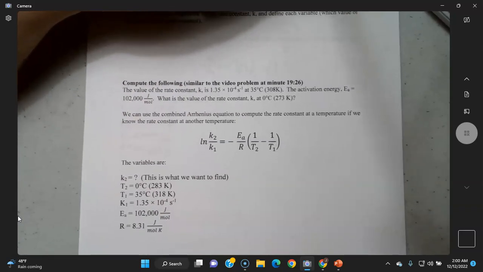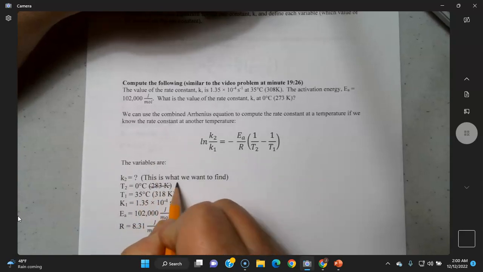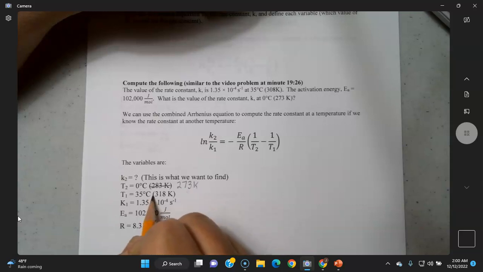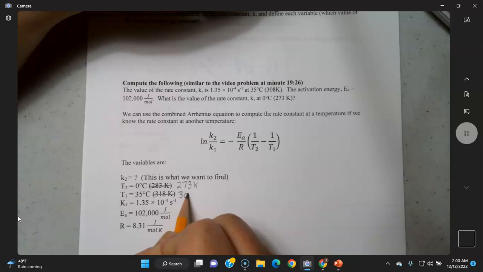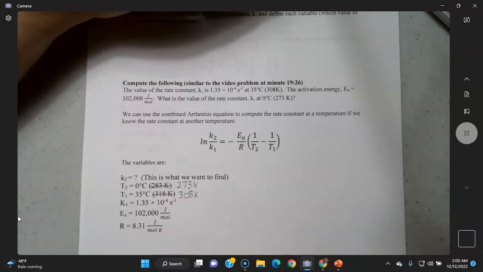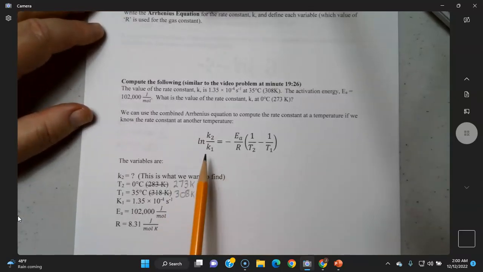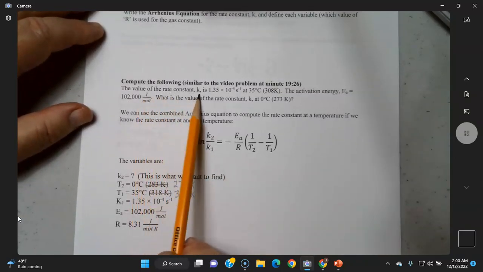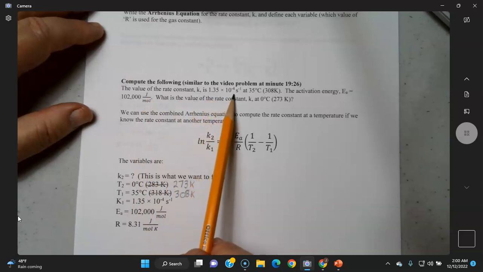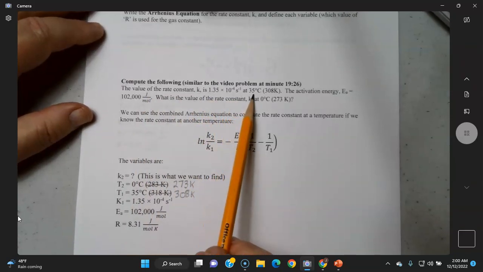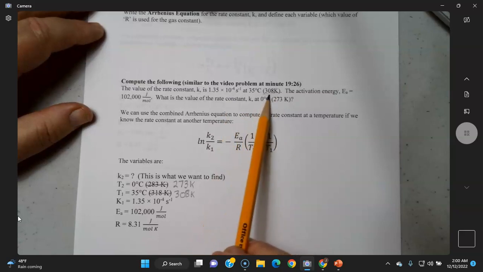Watch that. On this one, I told you there was an error. This should have been 273 K, and this one should have been 308 K. All right. So we want to find out, here's what it says. The value of the rate constant K is 1.35 times 10 to the negative fourth at 35 degrees. So this is correct right here at 308.